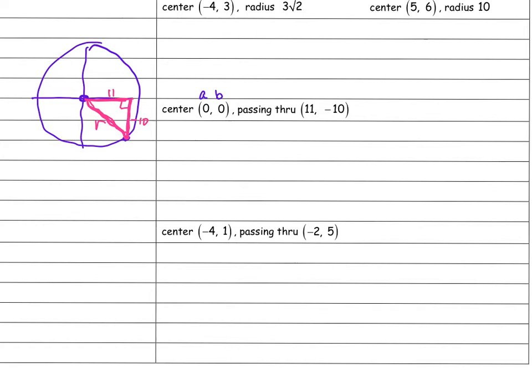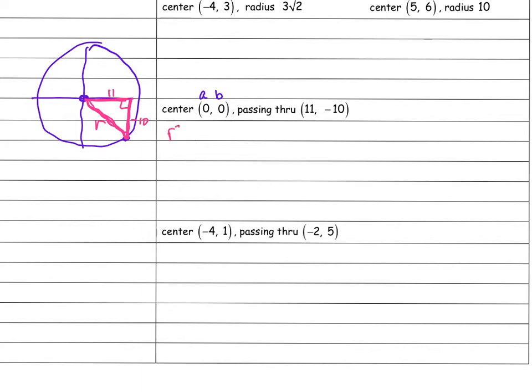So I can find r by doing a squared plus b squared equals c squared, or in this case, r squared, so I can find my radius. Sometimes I have to find my radius. They're not going to tell me what my radius is. And in this case, this is what I have to do. I'm going to go ahead and find what my radius is.